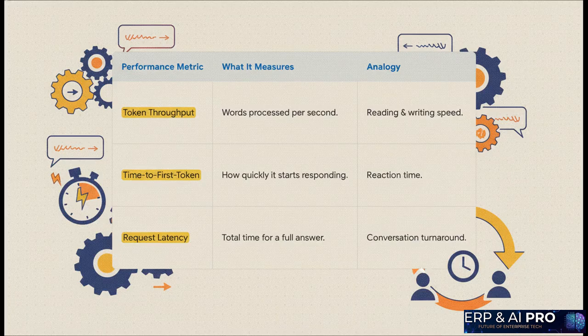First, let's talk speed. We use a tool like GuideLLM to run a kind of fitness test. We look at token throughput, which is basically the AI's reading and writing speed. Then there's time to first token. That's its reaction time, how fast it starts talking back. And finally, request latency, which is the total turnaround time for a full conversation. These numbers tell us if our engine is tuned up and running well.